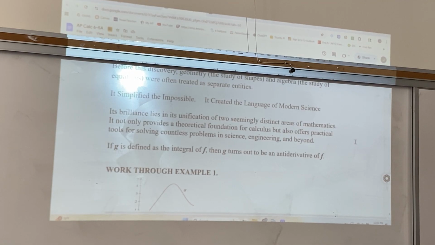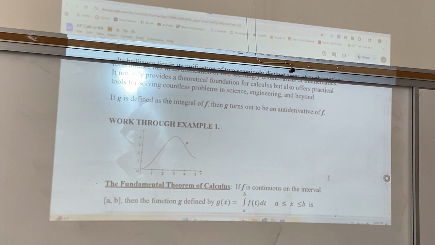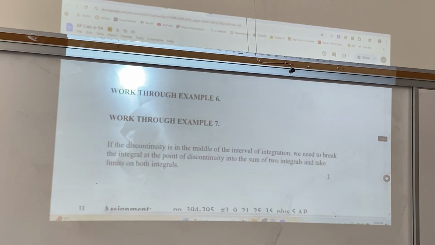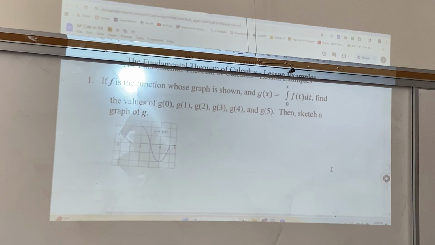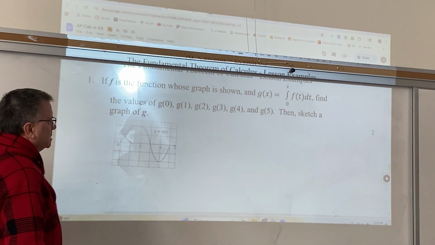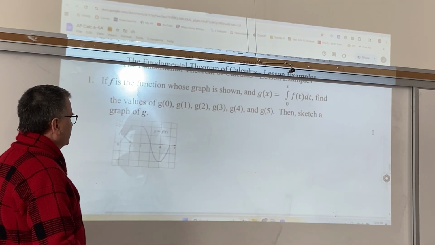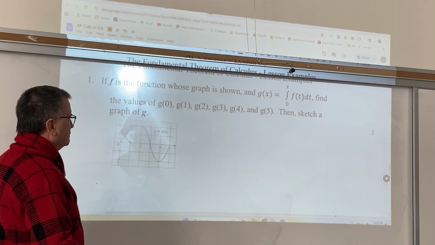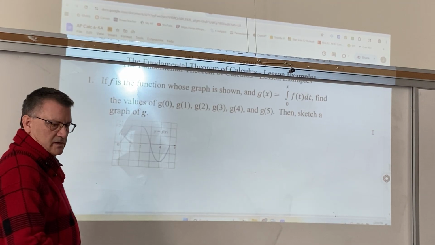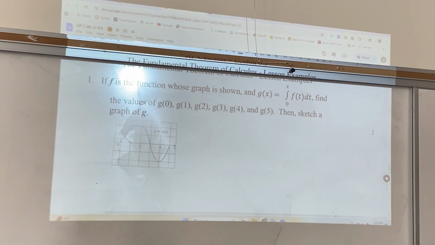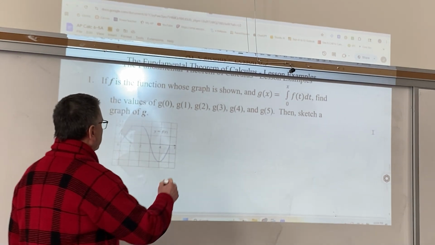Let's look at our very first example, number 1, okay? And then we'll come back. Okay, so we have this. F is a function whose graph is shown below. So g of x is the integral of f. Okay, I got it in terms of t, which might be time. So let's find the values of g of 0, g of 1, g of 2, g of 3, g of 4, and g of 5. And then we can maybe sketch a graph of g. Let's figure this out. So g of 0.